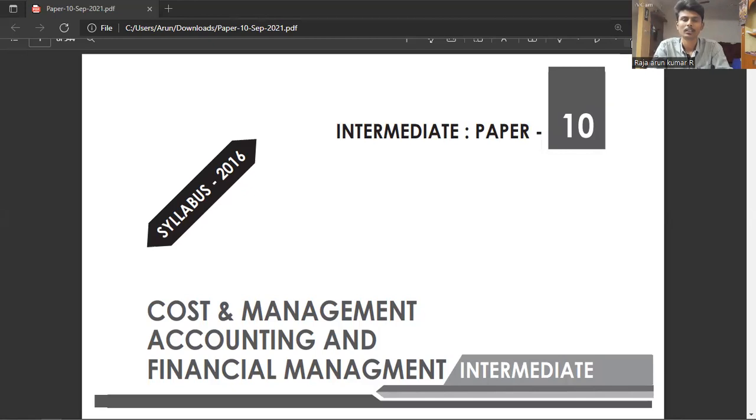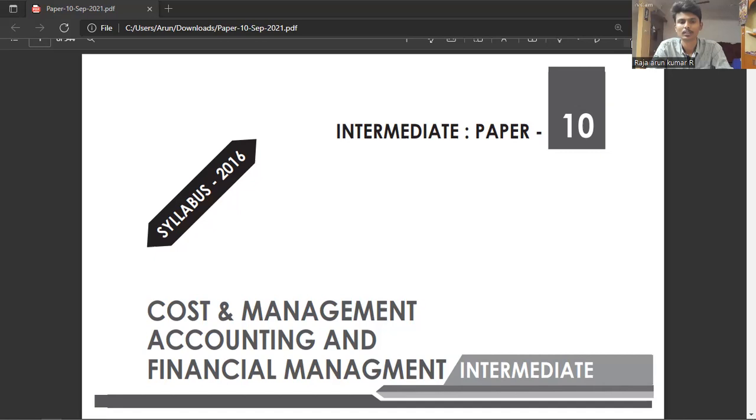In the last class, we concluded that we would start leverage analysis in the next class. Before we start with leverage analysis, I will go with the most important chapter in FM. That chapter comes in company accounts also. Yes, you heard it right. That chapter is the cash flow statement. The cash flow statement comes in both FM and company accounts.